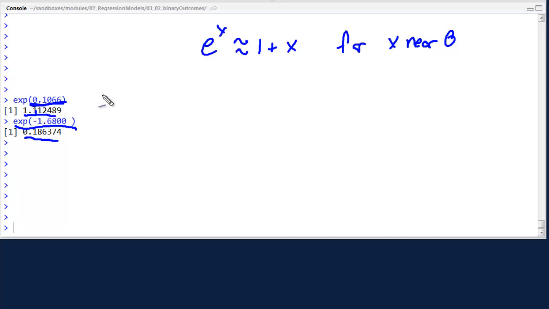Okay, so just to remind you, to interpret this coefficient, it's an odds ratio, so it's an 11% increase in the odds of winning per point scored.